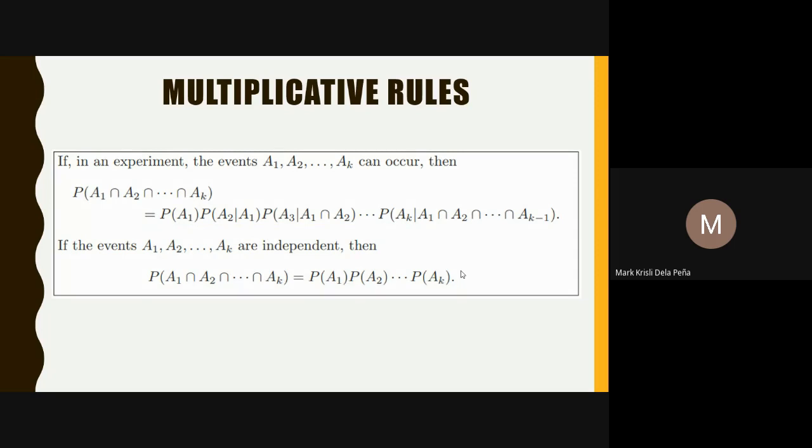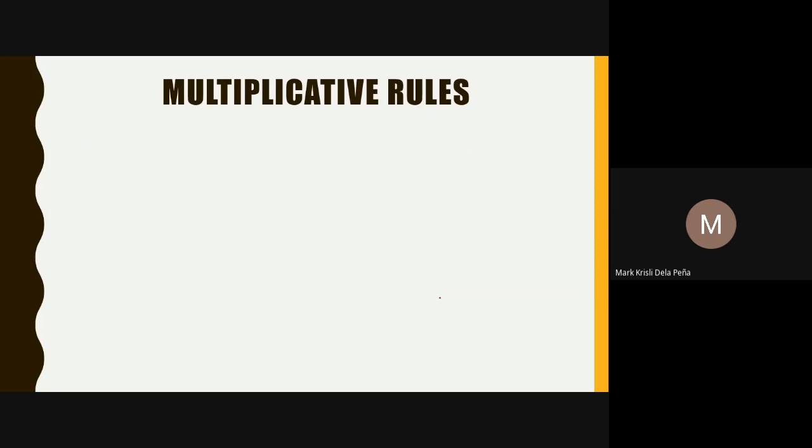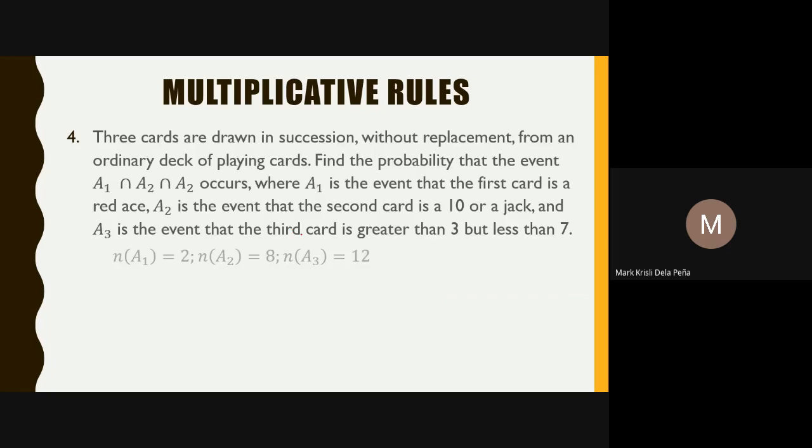Okay, so that's the extension of the definition. And this is the example for our previous definition. There are three cards drawn in succession without replacement. Please take note of what was written in the sentence. Take note of the statements: the cards were not replaced, from an ordinary deck of playing cards.